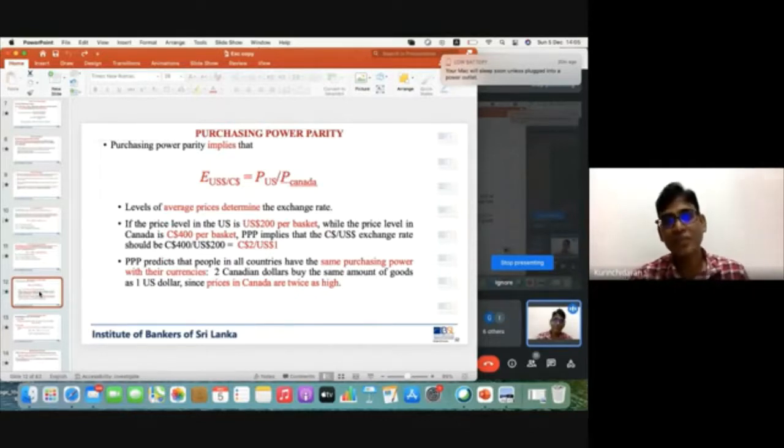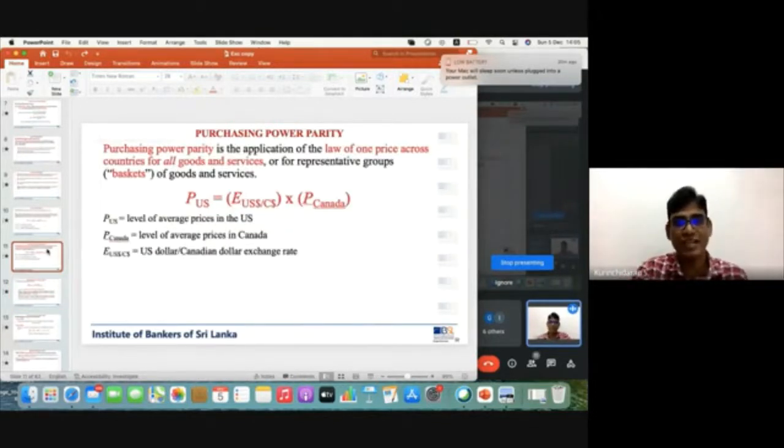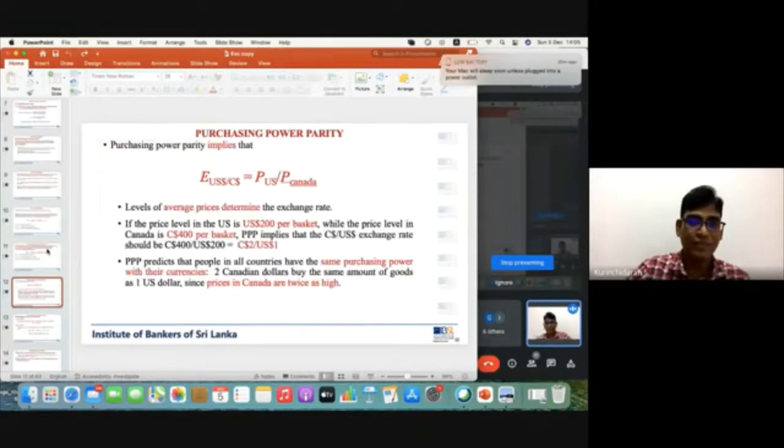Based on this slide's formula, you take the Canadian average price level and multiply by the exchange rate, and you get the US price level. It's the same formula, slightly changed, and that implies you can get the USD to Canadian dollar exchange rate by dividing the US price level by the Canadian average price level. That means finally you can conclude that exchange rates are determined by the average price level.